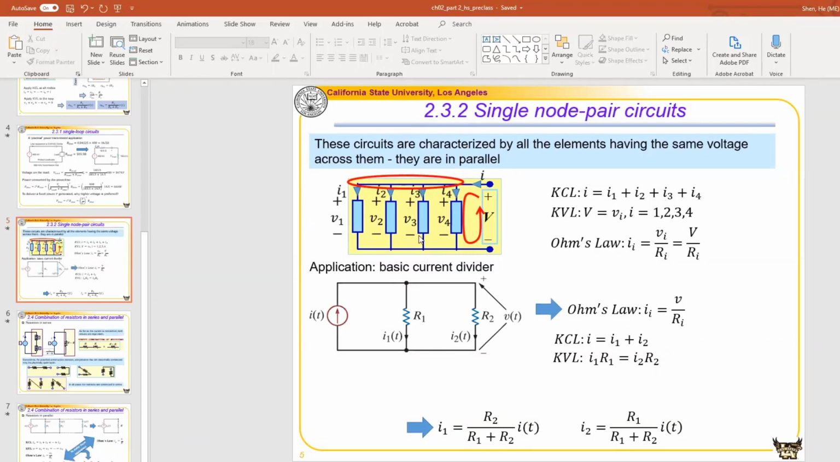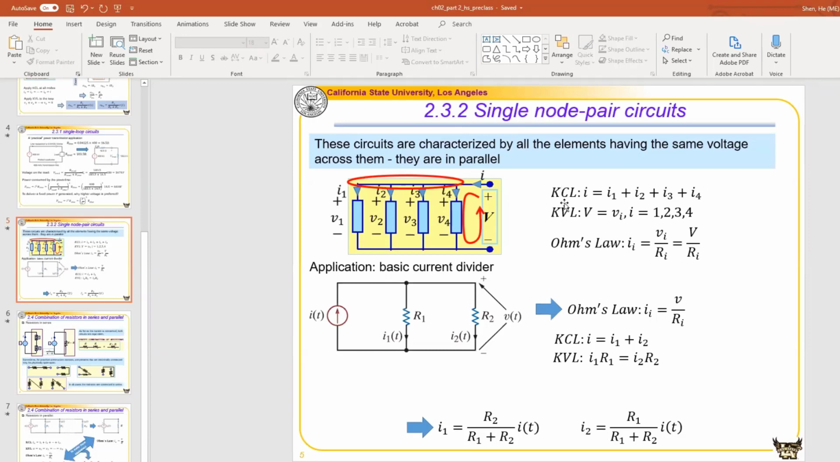For this single node pair circuit, we want to find out the relationship between their current and voltage. So again, we only have two laws to use. One is Kirchhoff current law. The other one is Kirchhoff voltage law. If you apply KCL to this circuit, there is only one node pair to look at. If we look at the top node over here, we can find that the current going into this node, I, is equal to the current leaving this node, which is I1 plus I2 plus I3 plus I4, right? So that is the relationship between their currents.